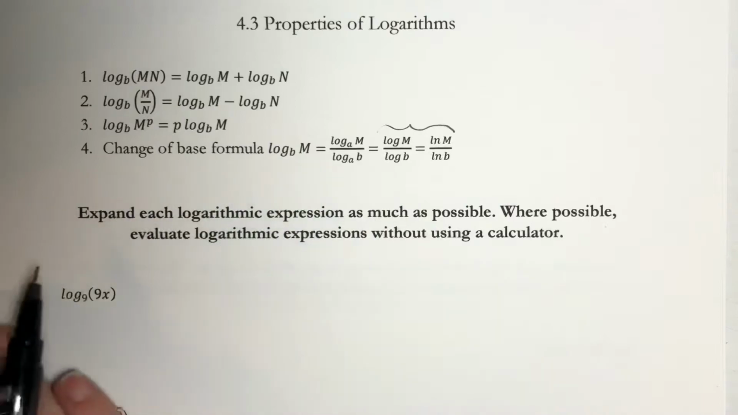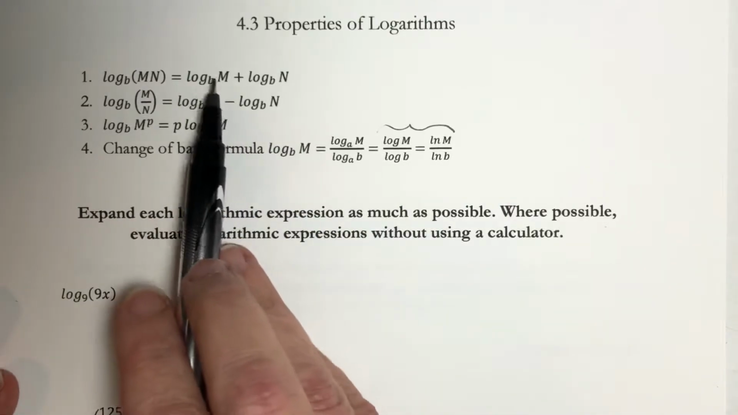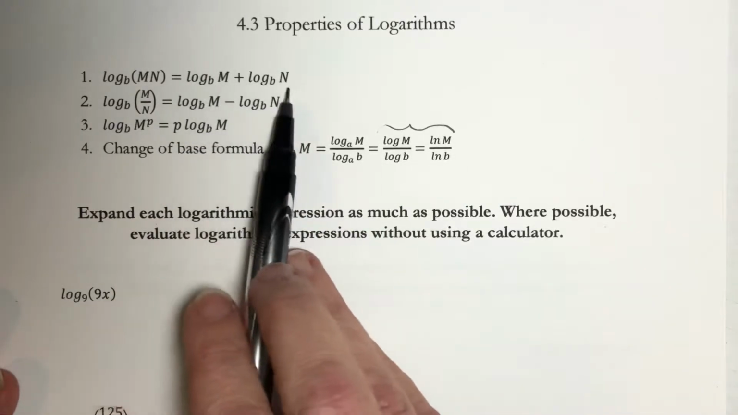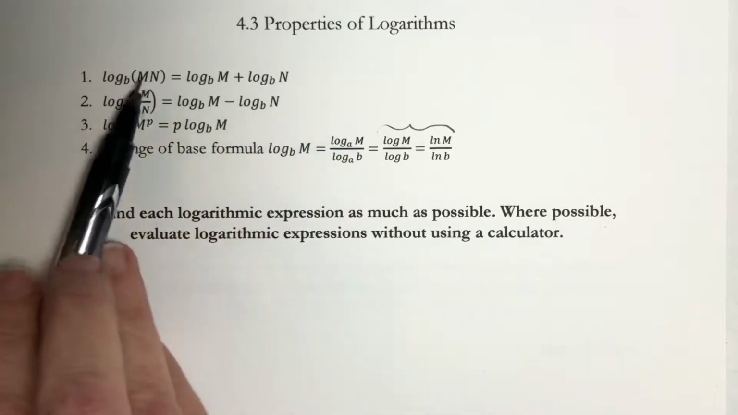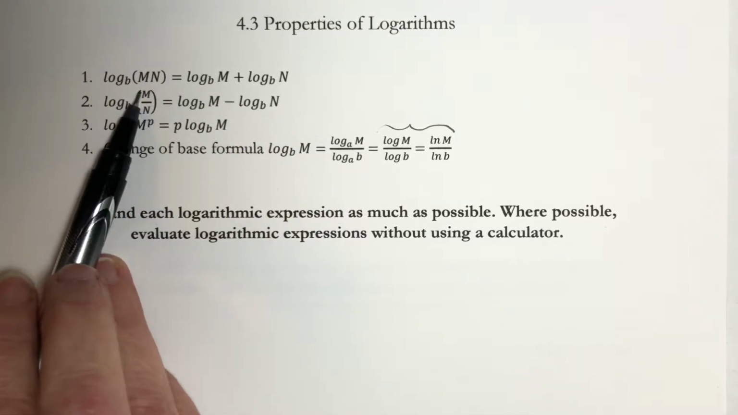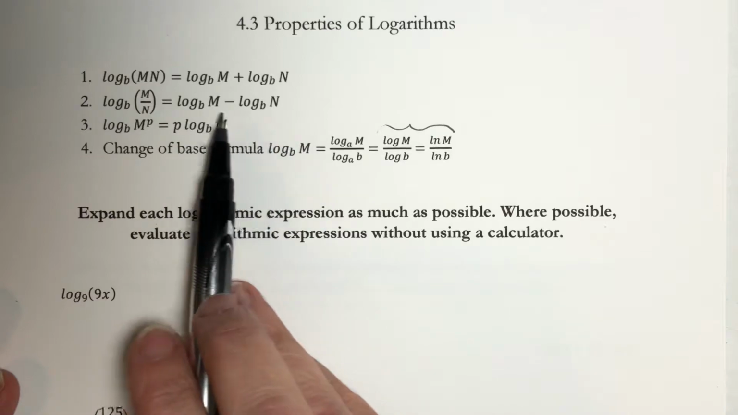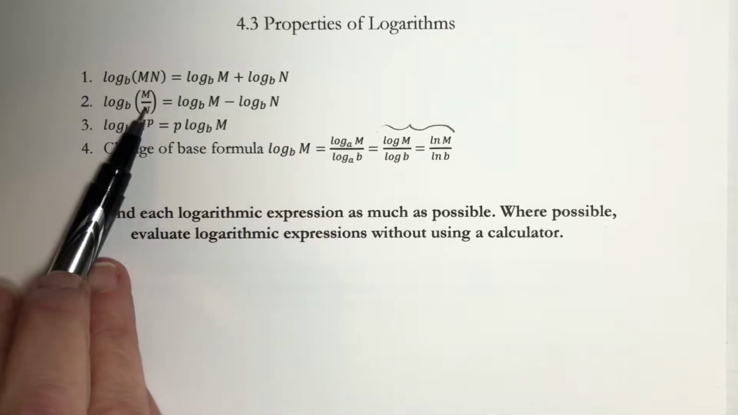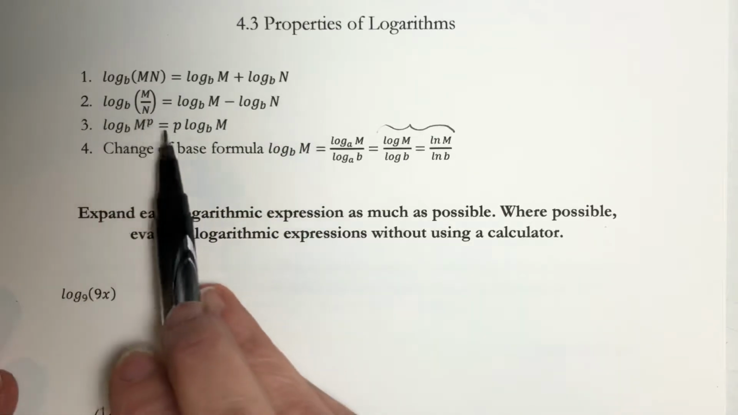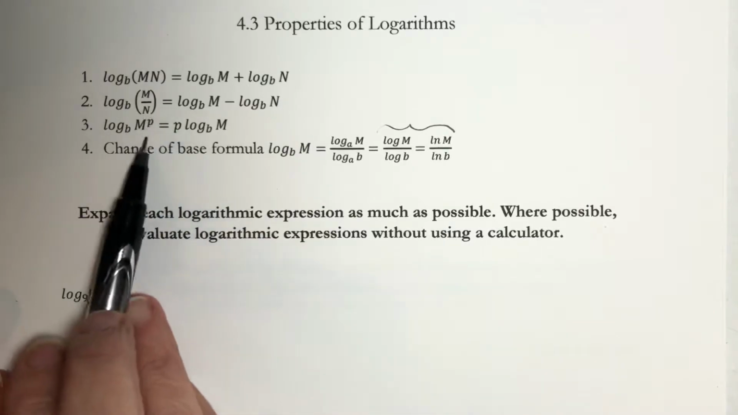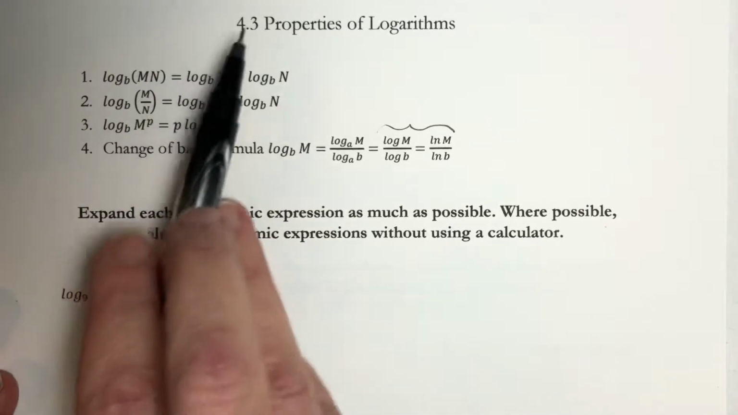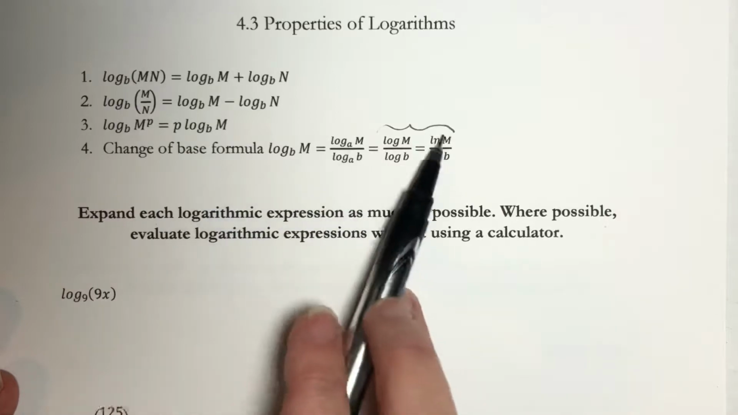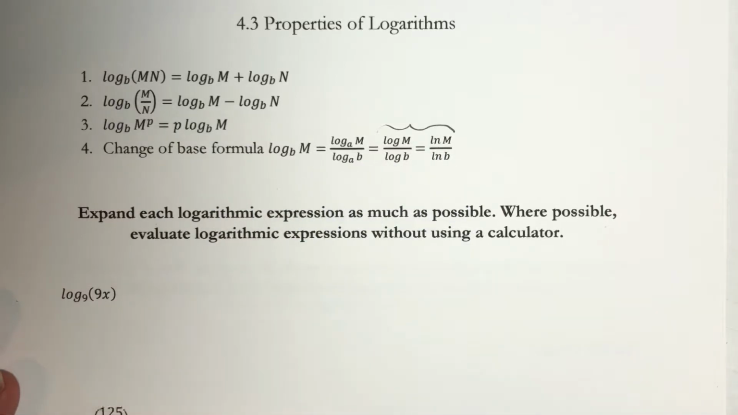Now, these also work backwards. We also have things that are added together, and if they have the same base, we are allowed to combine them back into a multiplication. If we have 2 things with the same base and they're subtracted, we can turn it back into a division. And if we have a multiplier in the front, we can move it back up to be an exponent. These work in both directions. Now, you're just not going to use this one in the other direction. So it could be done, but you're just not going to see it.